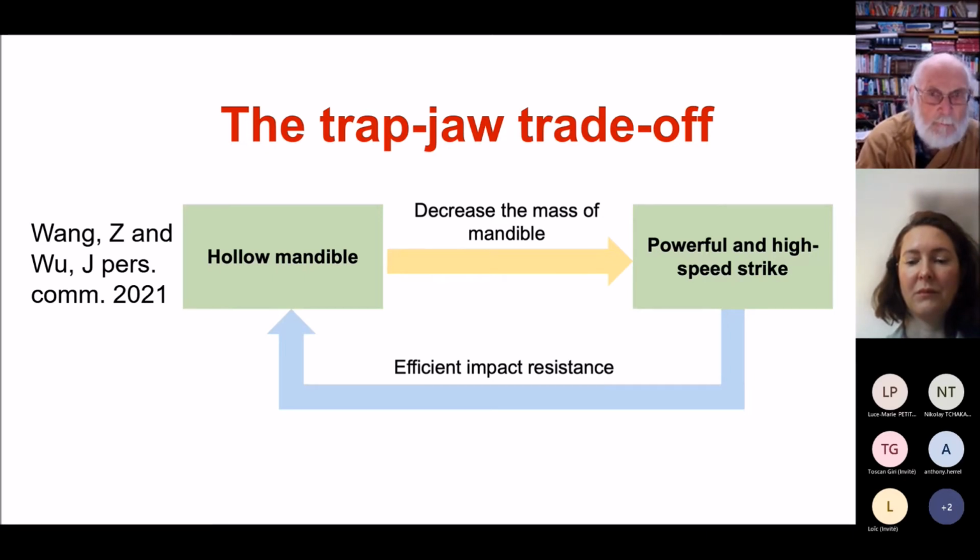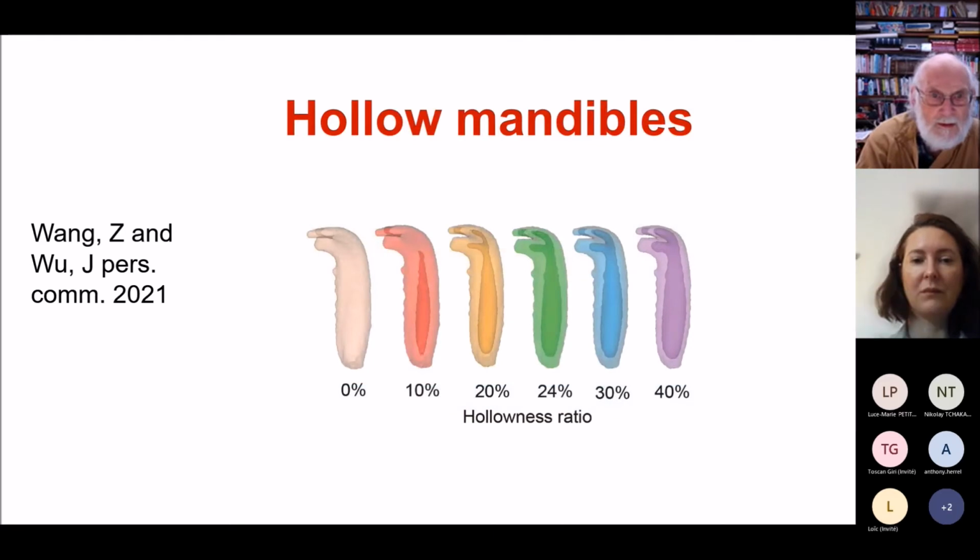Next, please. And the way in which they analysed this was to take a number of different models of the mandible and allow it to be hollowed by differing amounts. And they found that 24% hollowing was about the same as what they observed on the insect. Unfortunately, these results haven't been published yet, so I can't give you very much more detail than that. Next, please.